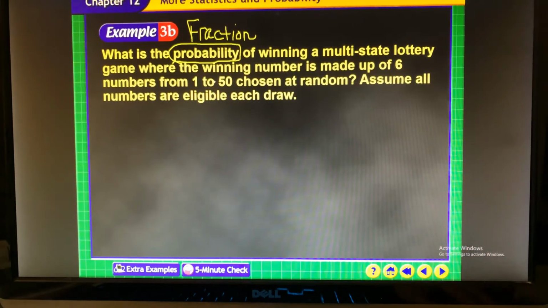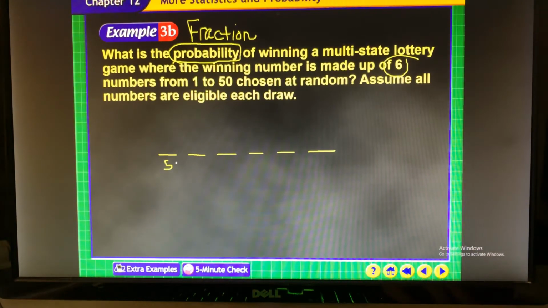Of winning a multi-state lottery game where the winning number is made up of 6 numbers from 1 to 50 chosen at random. Assume all numbers are eligible each drawing. So I'm going to ask you, how many things do you get to do? You get to do 6 things. 1, 2, 3, 4, 5, 6. Each thing has a total outcome of 50. Do you agree? Because there's 50 numbers you get to choose, and you get to choose them all at random.